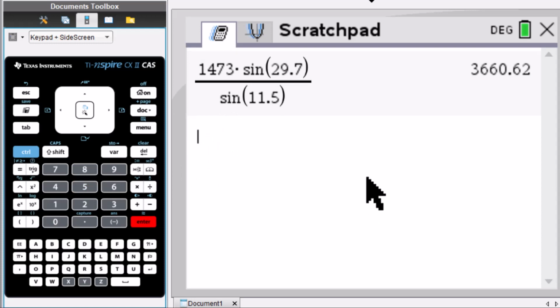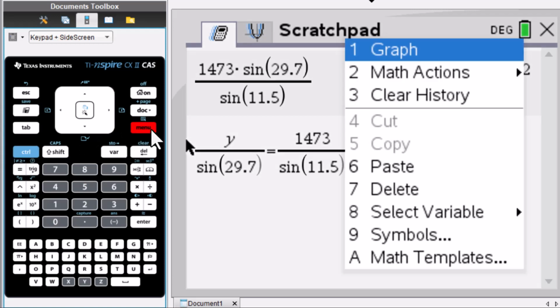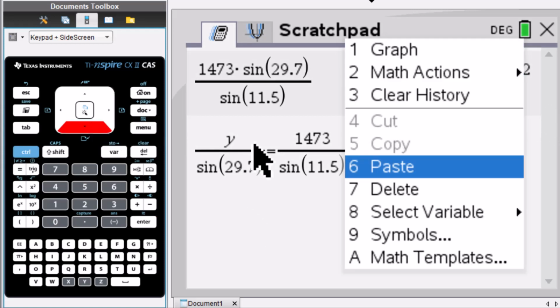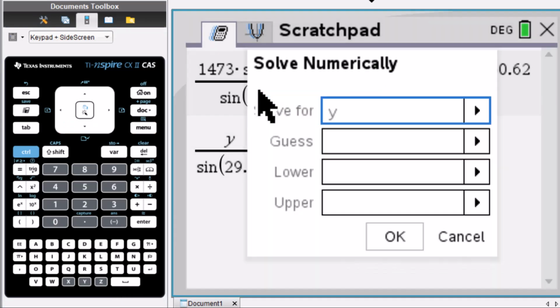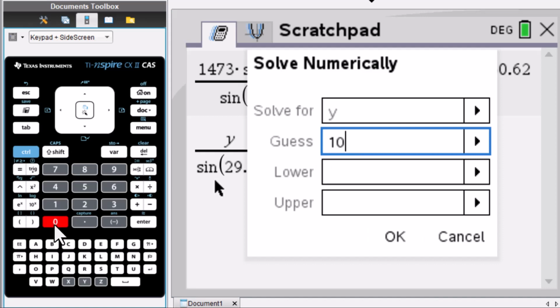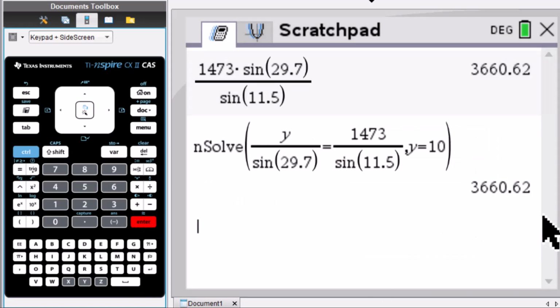You can also use the equation solver. Just directly put the equation into the calculator. Go to Control menu, Math action, Solve numerically. If there is one solution, you don't have to put anything here. If you really want to use this dialog, you can use a guess. We know y is a positive number, so you can put in any number you want. Let me put 10. Enter. It gives you the answer.